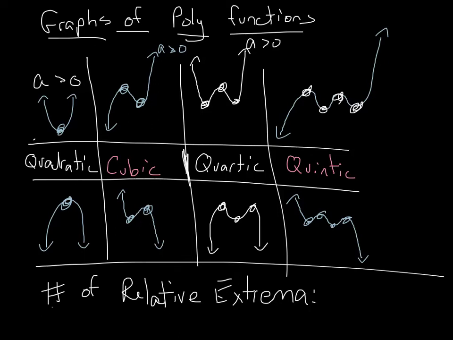Number of relative extrema. Let's see here. If it was a 5th degree, it had 1, 2, 3, 4 extrema. If it was 4th degree, it had 1, 2, 3 extrema. If it was 3rd degree, it had 2 extrema. If it was 2nd degree, it had 1 extrema. There's a pattern there. The number of extrema is always the degree minus 1. Degree minus 1.